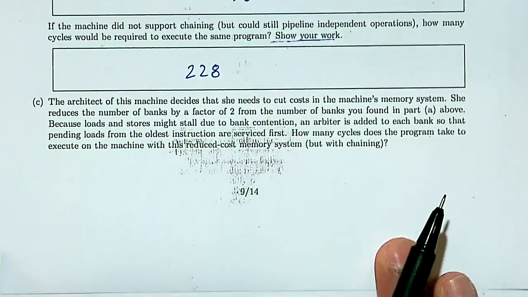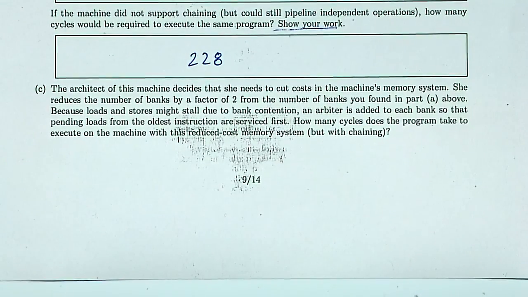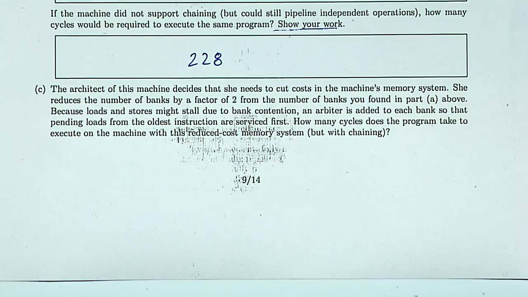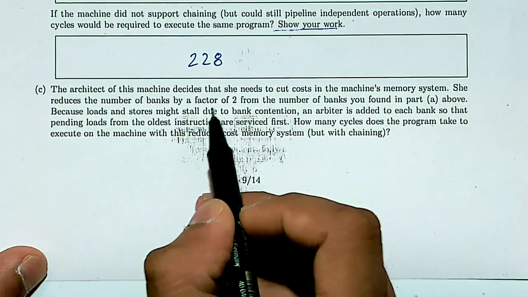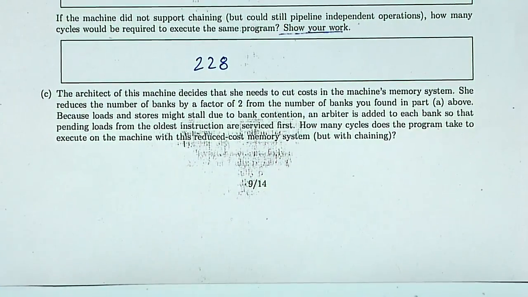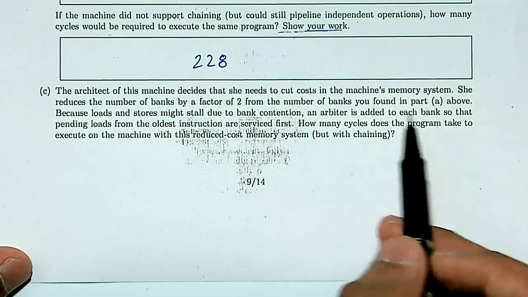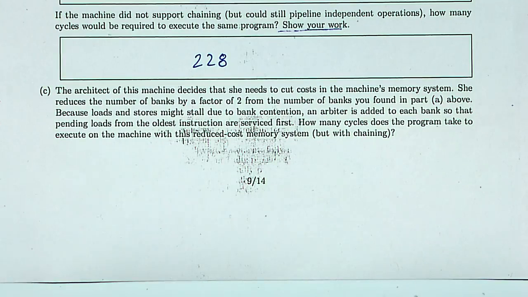And now part C says that it becomes a lot more complicated, actually. The architect of this machine decides that we need to make the memory system simpler, and we can't support having 32 or 64 banks of memory. So instead, we reduce the number of banks by a factor of 2 from the number we found in part A. Because loads and stores might now stall due to bank contention, an arbiter is added to every single bank so that pending loads from the oldest instruction are serviced first. The question is, how many cycles does the program take to execute now with the reduced number of banks, but still with chaining?